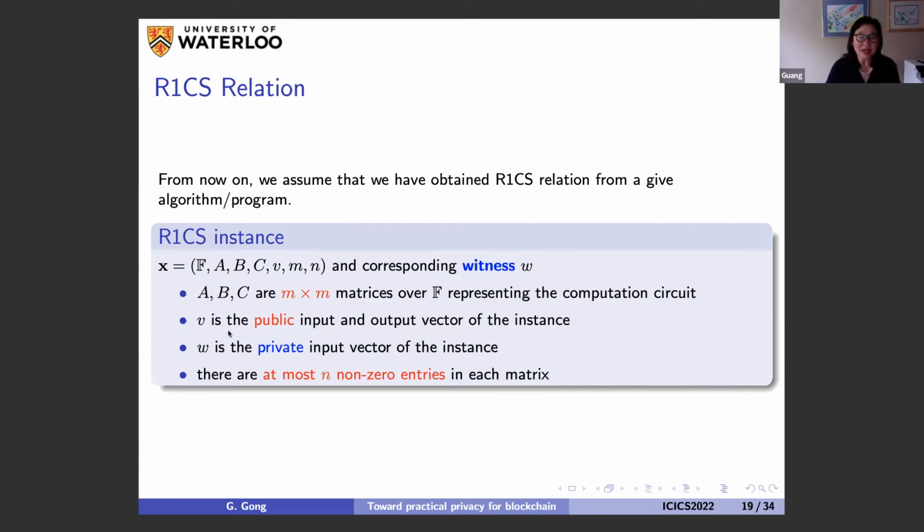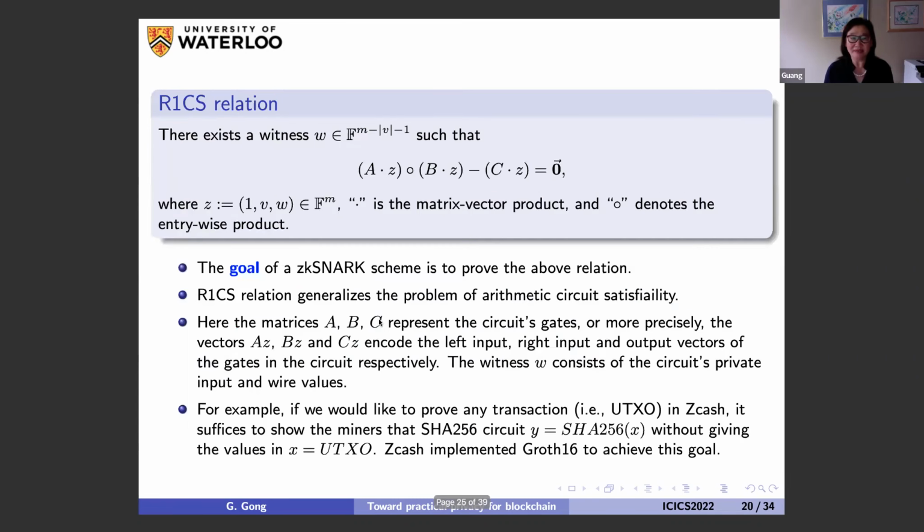And V is the public input and output vector of the instance, and W is the private input vector of the instance. As I mentioned, for example, this is a previous circuit, just one bit output. And we assume that there are at most n non-zero entries in each matrix. The reason is those matrices are very sparse. So that's also information we use in our design.